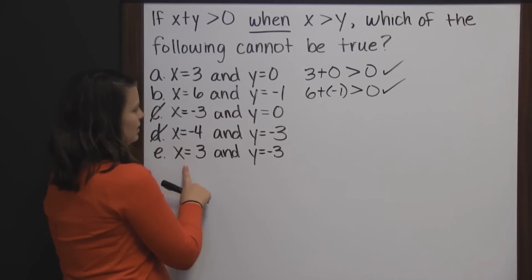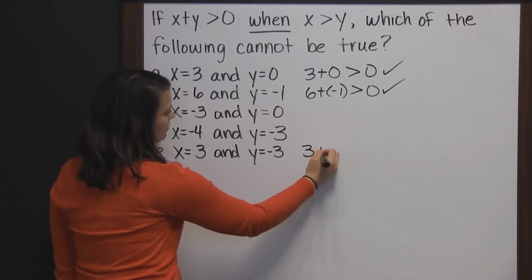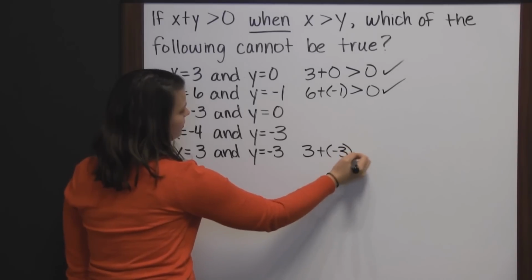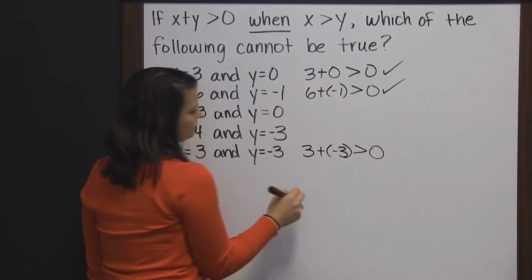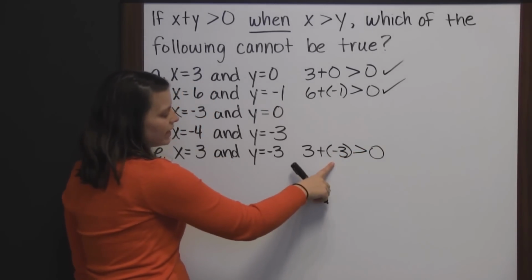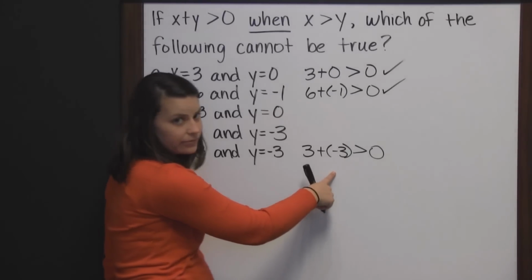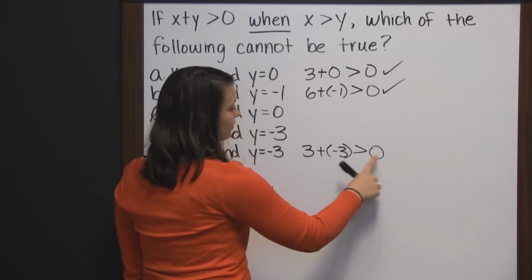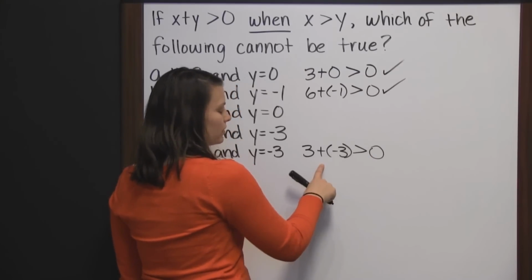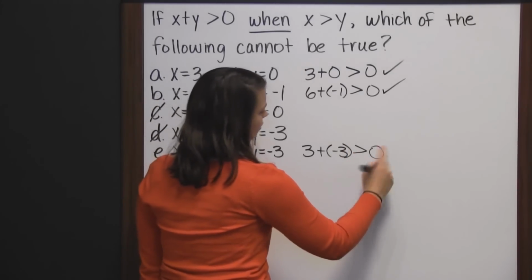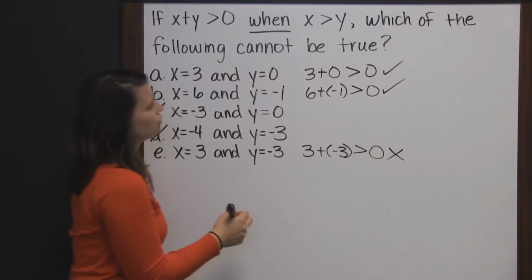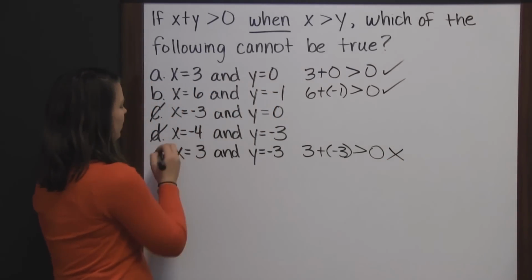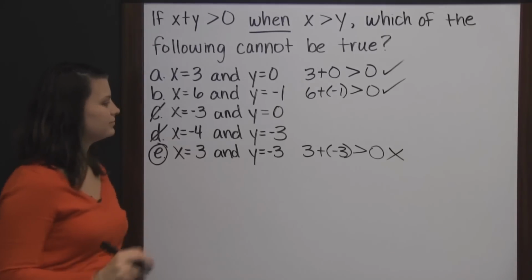And finally, E. 3 plus -3 is greater than 0. 3 plus -3 is 0. But 0 is not greater than 0. 0 is simply equal to 0. So this one is not true. So we found our answer, E.